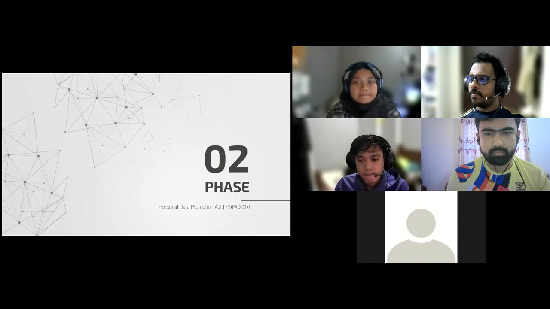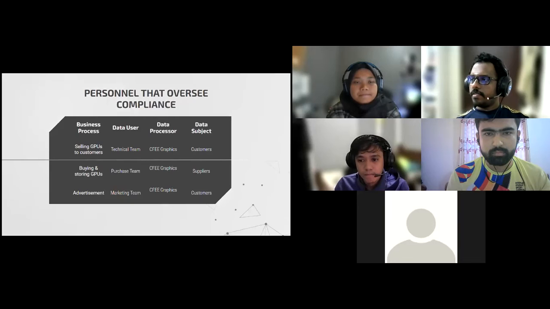So next, I would like to move to phase 2, the personnel that oversee the compliance. For selling GPUs to customers, the data user is the technical team, the data processor is CFEE Graphics, and the data subject is the customer. For buying and storing GPUs, it would be the purchasing team, the processes would be the same, and the end result would be the suppliers. And advertisement is for the marketing team, and the end result is for the customers.